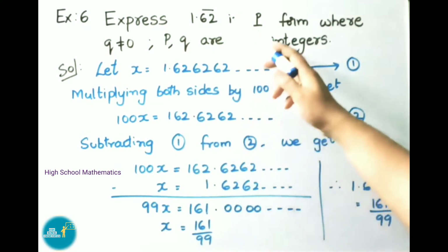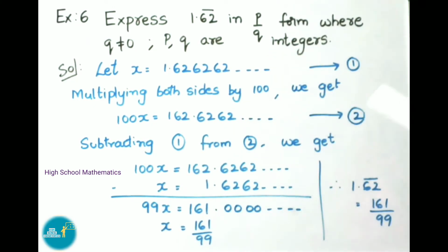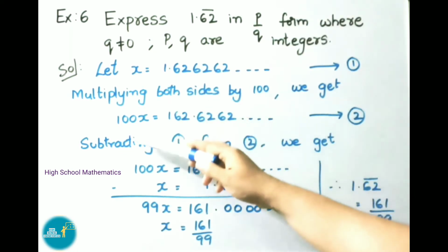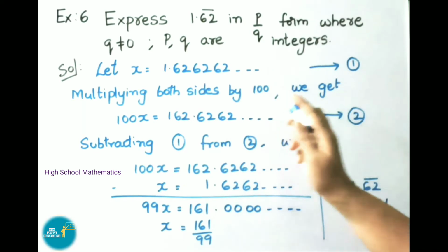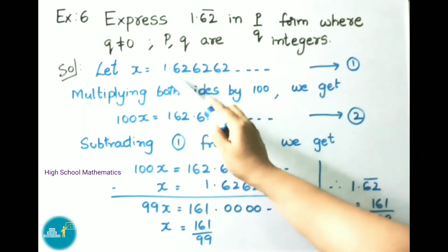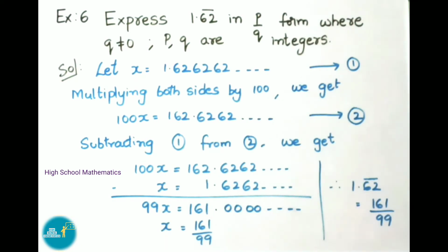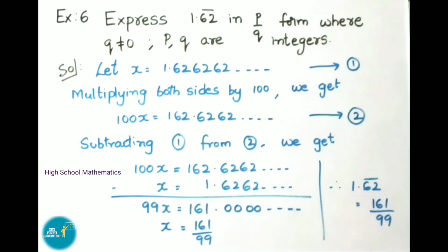Let x equal to 1.62 bar, which can be written as 1.6262 and so on. Let us treat this as equation 1. Now we shall multiply both sides by 100. We get 100x equals to, now this decimal number after multiplying by 100 shifts 2 places towards the right. So the value is 162.6262 and so on. Let us treat this as equation 2.